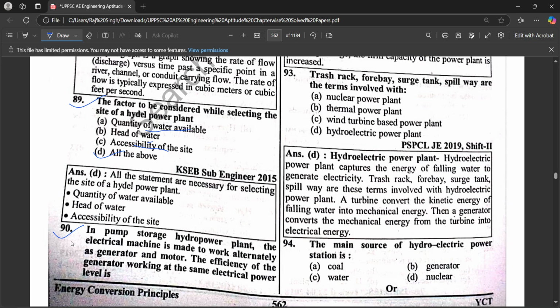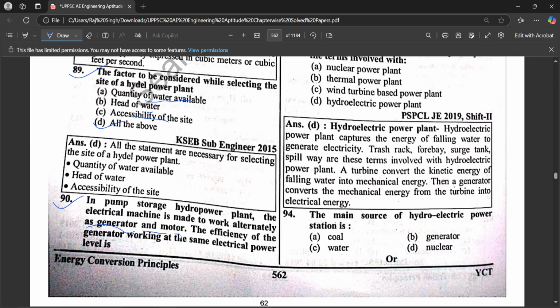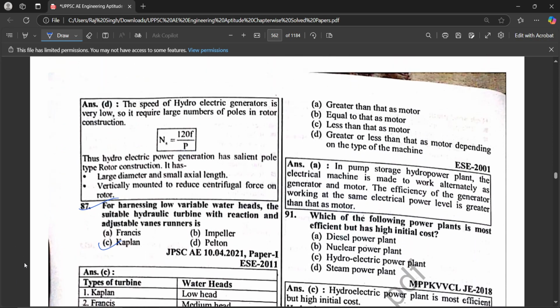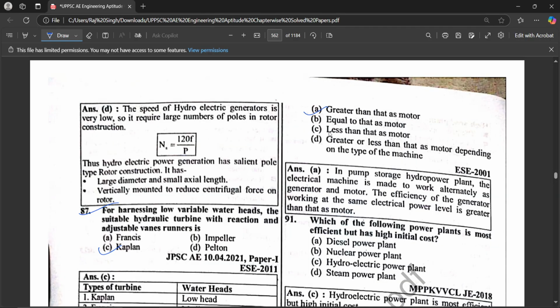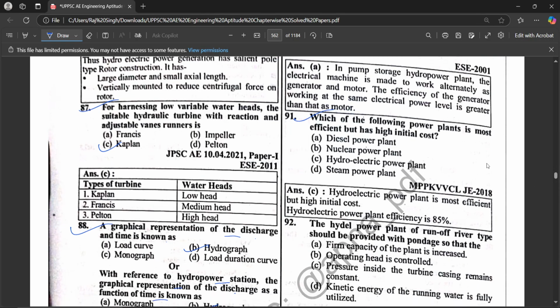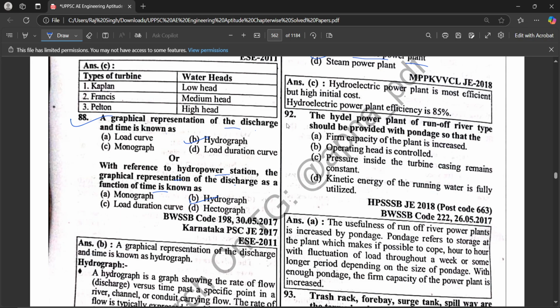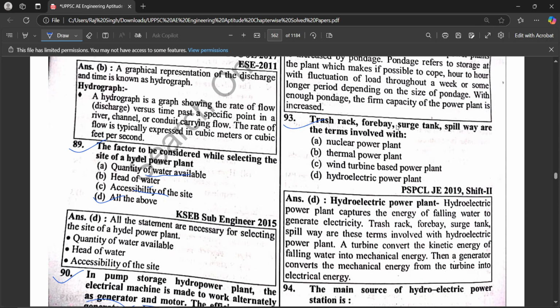In the pump storage hydropower plant, the electrical machine is made to work alternately as generator and motor. The efficiency of the generator working at the same electrical power level is greater than that as motor. Which of the following power plants is the most efficient but has high initial cost? Hydroelectric power plant. The hydel power plant of runoff river type should be provided with pondage so that the firm capacity of the plant is increased. Trash rack, forebay, surge tank, spillway are terms involved with a hydroelectric power plant.